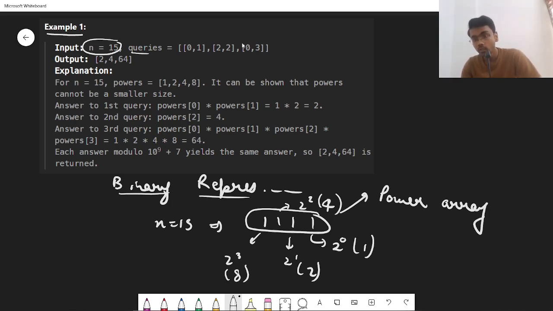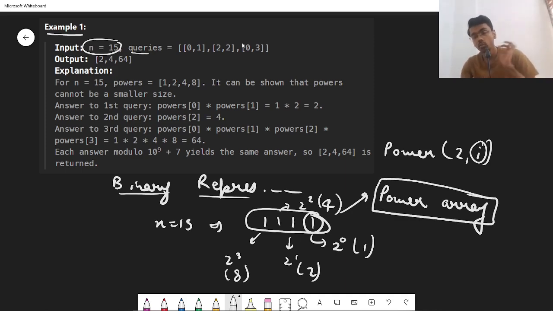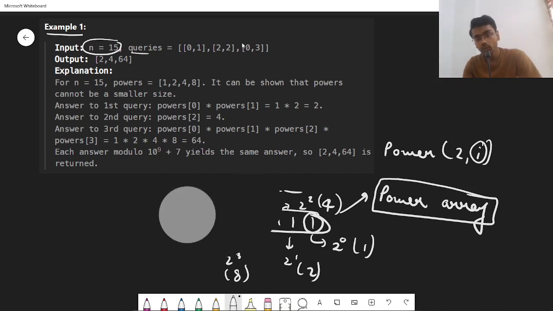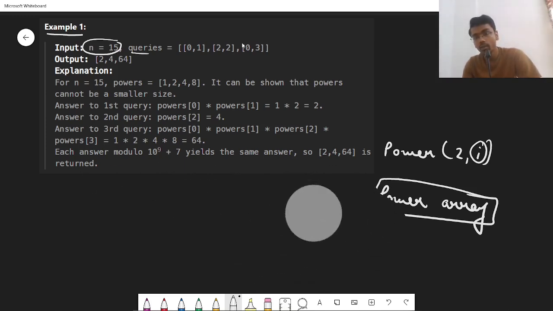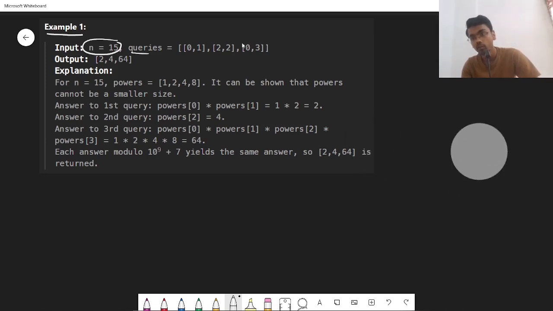We just need to take which bit is set and take the power of that: take power of 2 comma the set bit, where i is the set bit. So this is how first we will generate the power array. This was the first part of the question, generating the power array. Now what does the second part of the question say? The second part of the question is also very simple. Rather it is simpler than the first part.